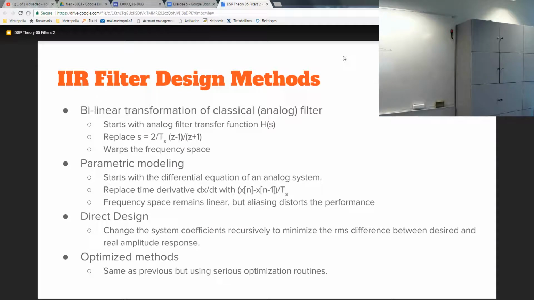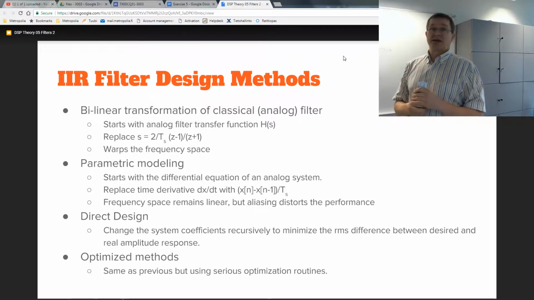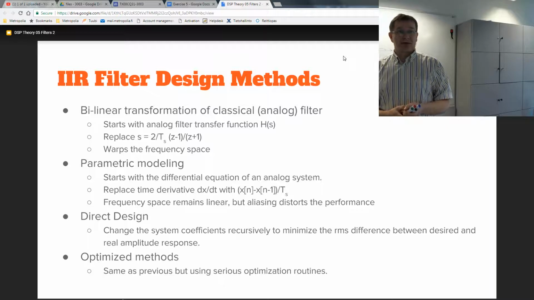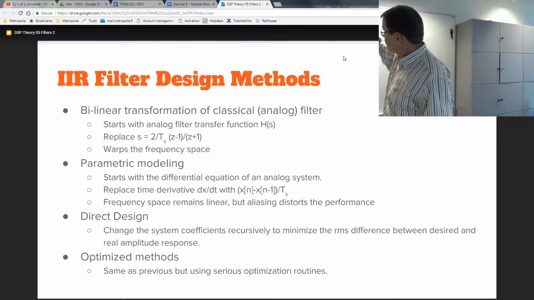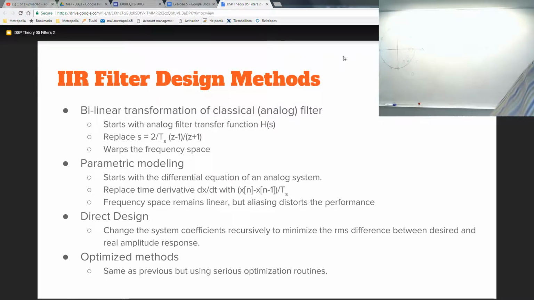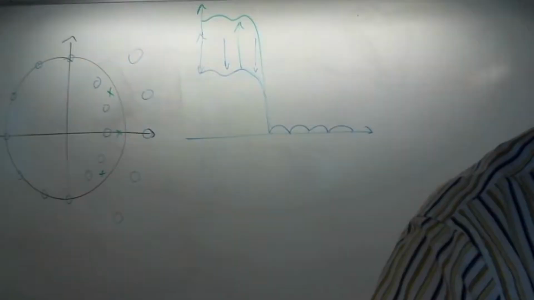Where you have an analog system, you can always make a model of the analog system, and bilinear transformation is one method of making such a transformation. And basically if you have an analog system, let's move it back here. There we go.